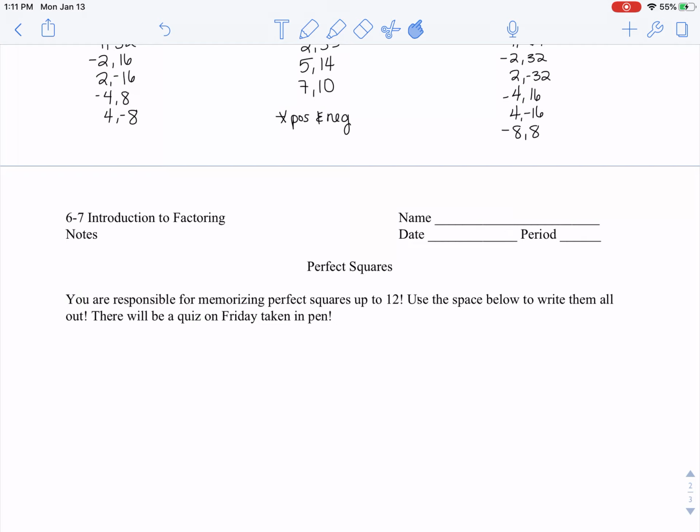Like I said, there will be a quiz on Friday. We will be taking it in pen. Yes, I know that there is a pep rally on Friday. We're still going to take a quiz because it won't take any longer than 5 minutes to do. You will need to know how to write them as if I give it to you like 1 squared, and you can tell me that that is 1. Or if I give you like 36, you need to be able to write that as 6 squared for me. It'll be both ways.